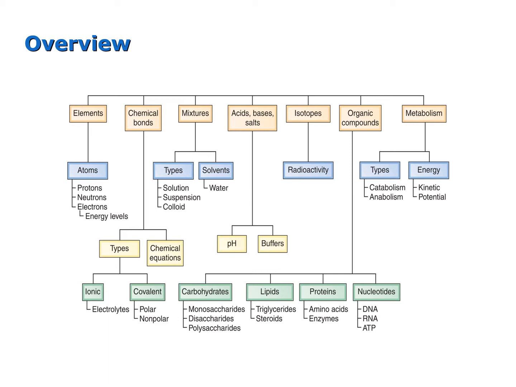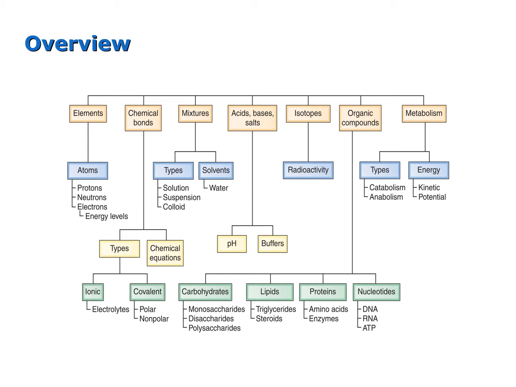We'll look into the chemical bonds, different types of chemical bonds, ionic and covalent, and we'll very quickly touch into a chemical equation. We'll look into mixtures. We'll describe different types and we'll discuss solvents. We'll define the concepts related to acids, bases, and salts as it pertains to pH and buffers. We'll define isotopes and what radioactivity is.